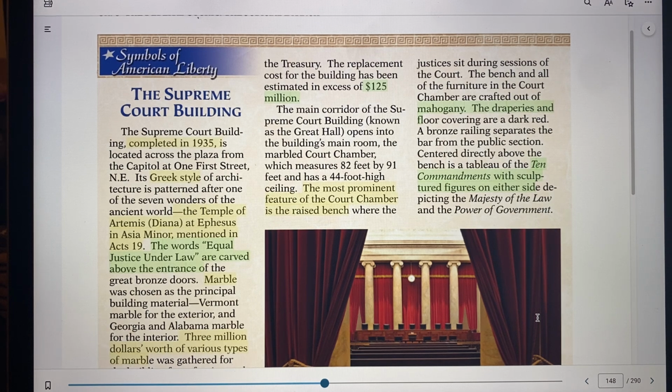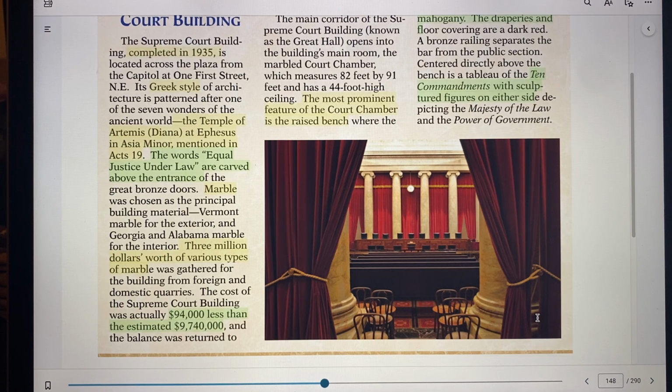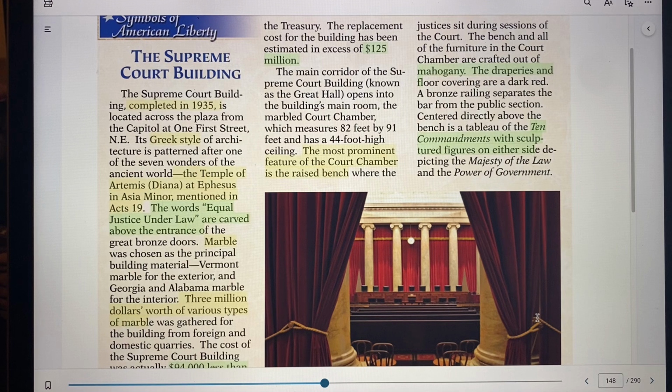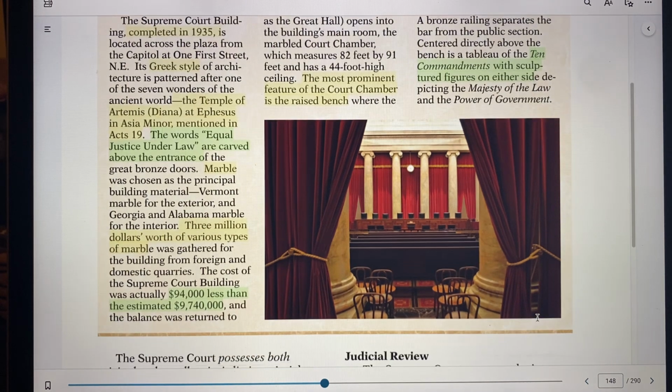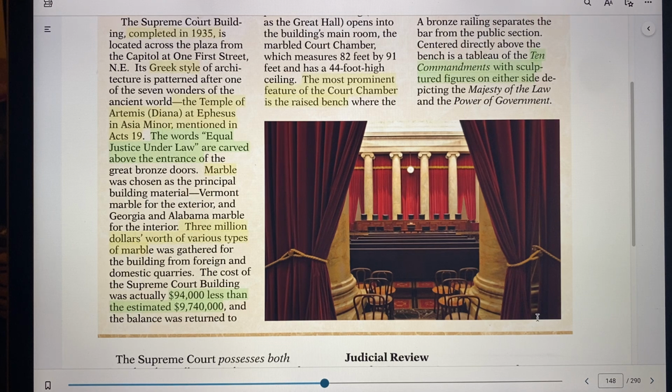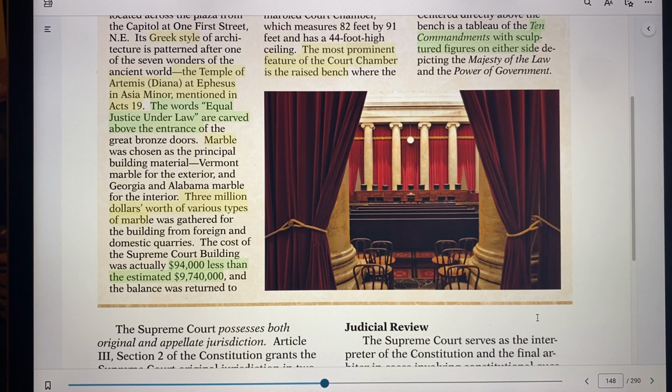The most prominent feature of the court chamber is the raised bench you see there. And this raised bench is where the justices sit during the sessions of the court. And the bench and all the furniture in the court are crafted out of mahogany. The drapes and the coverings are very dark red, with bronze railings around it. And the most significant thing about the Supreme Court, I think, is that above the bench it has a tablet, or a tableau, they say, of the Ten Commandments that are sculptured with figures on each side of the Ten Commandments. And this depicts the majesty of law and the power of government. And actually it tells me that the Supreme Court and the government relate to the Bible. And so they still have it. I know at times they've threatened to take these Ten Commandments down, but, praise the Lord, they haven't. That actually has to do with the law, right?